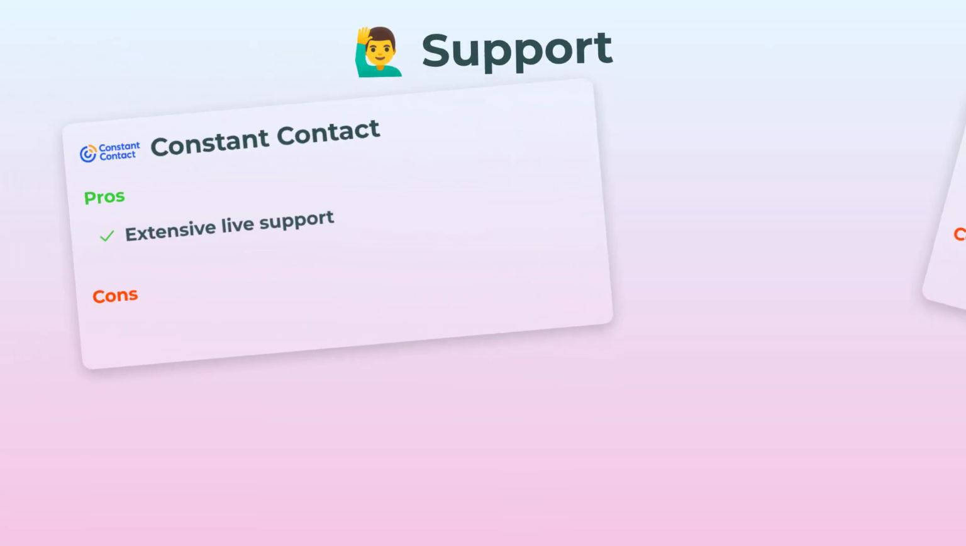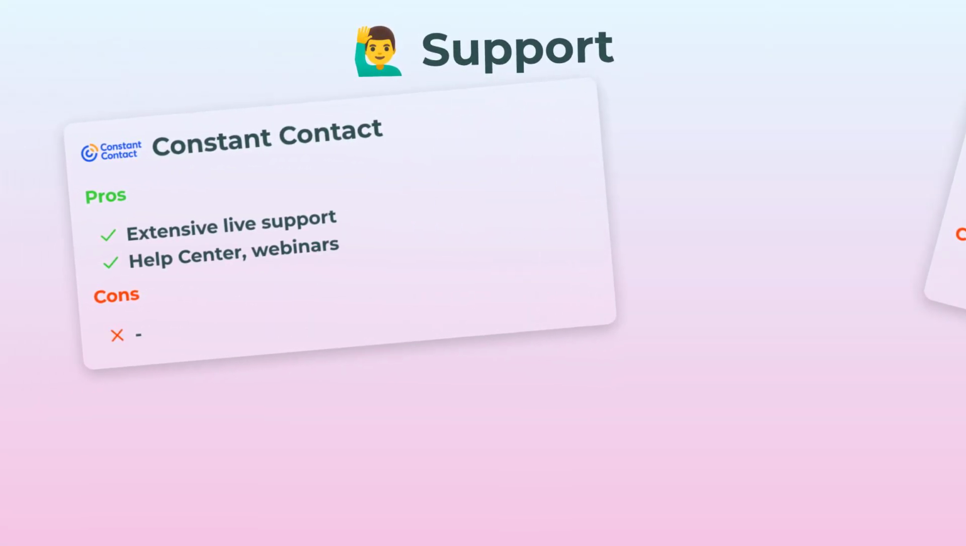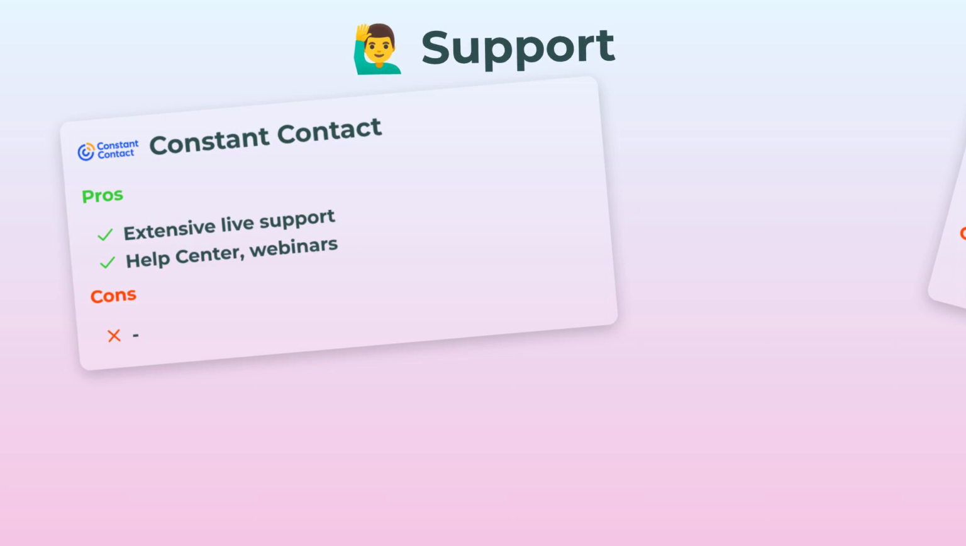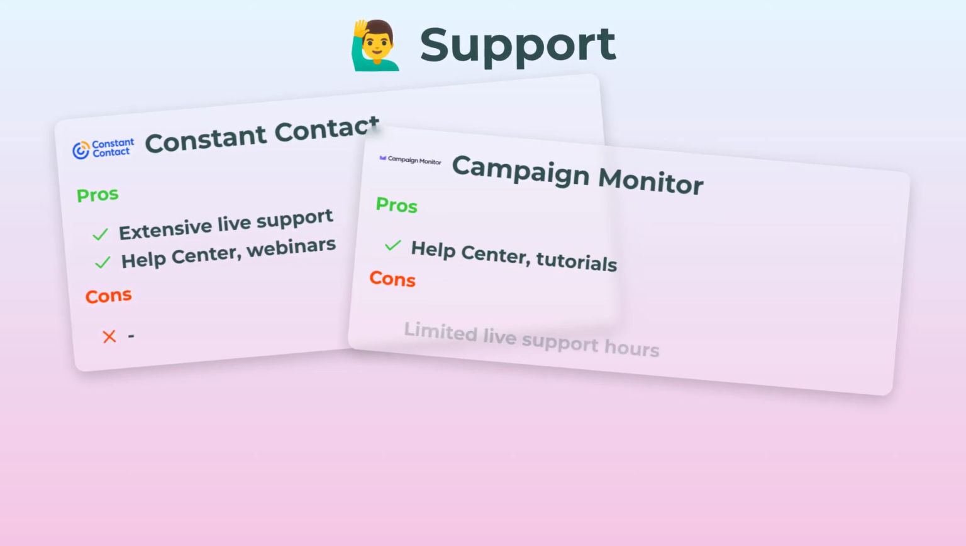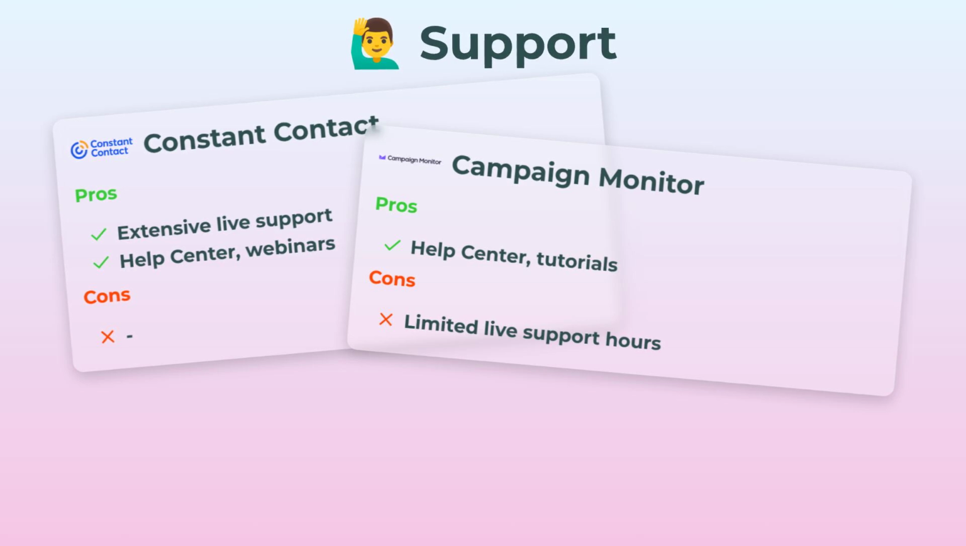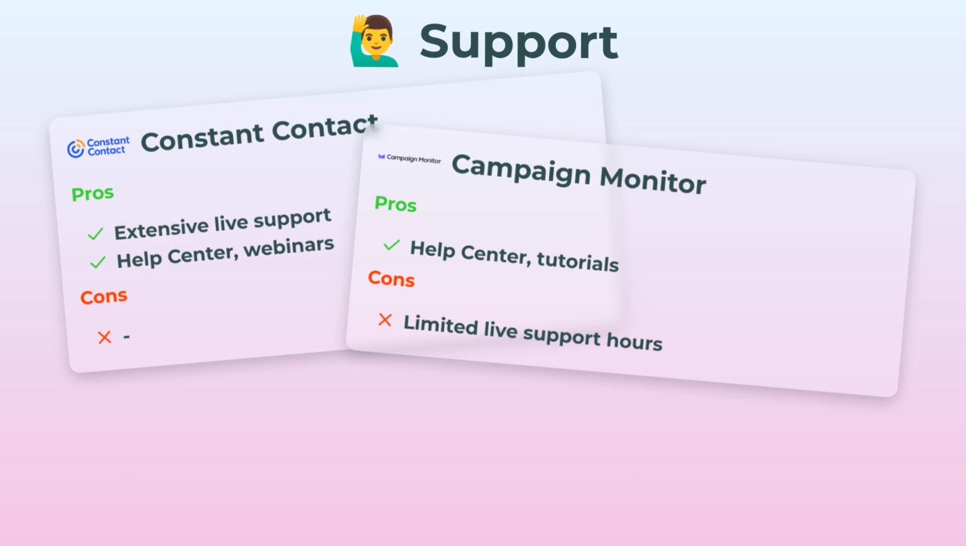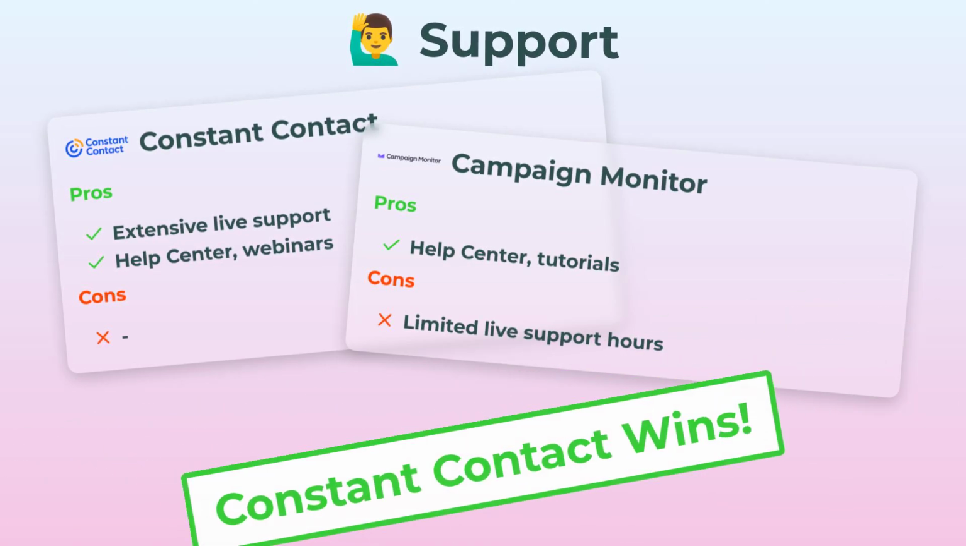Finally, support. And let's be real, we all need a little help now and then. Constant Contact shines here. Extensive live support. You get a whole help center and even webinars. Super hands-on, not much to complain about. Campaign Monitor offers tutorials and a helpful resource center, but their live support has limited hours. Might be a deal breaker if you're working nights or weekends. So for support, Constant Contact totally wins.